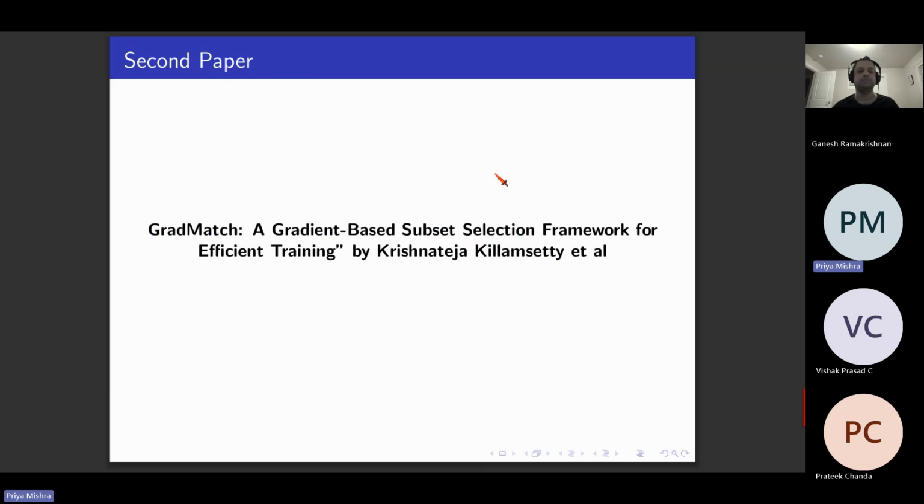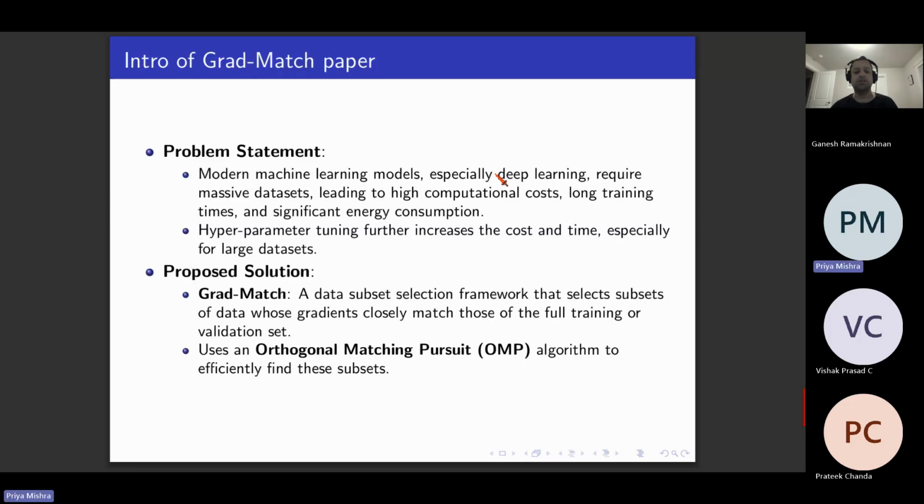Okay. I am presenting you the second paper. This is also based on subset optimization, but using a different approach called gradient match. Coming to the intro, the problem statement is that generally modern machine learning training data sets are very large. So training with these massive data sets is computationally expensive. So we definitely need the help of a subset of the data set, so that the information of the subset is approximated as the information of the data set.